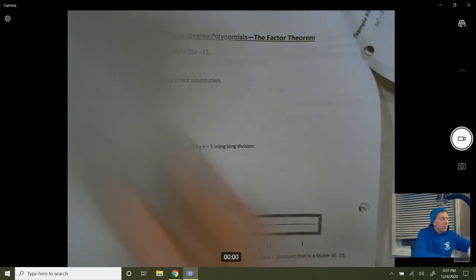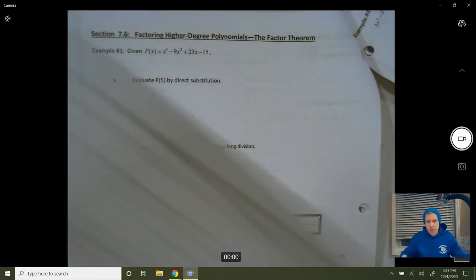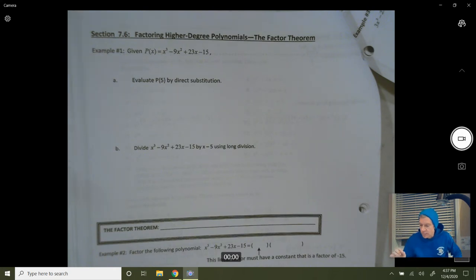But I'm going to go through all of pages 190 and 191 with you in case there's anything that you didn't understand, and I'm even going to go through all the examples on 192 that we didn't get to.